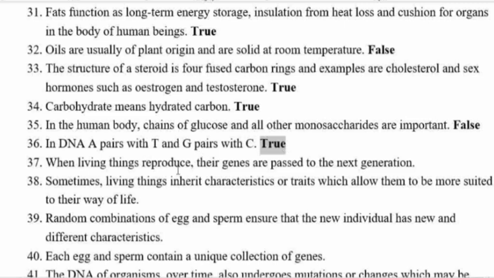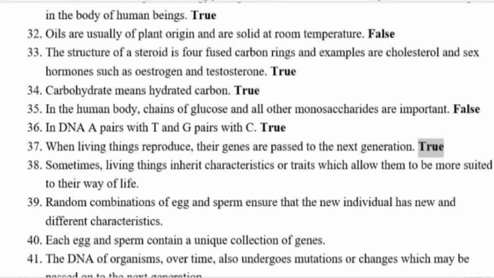Now, question number 37. When living things reproduce, their genes are passed to the next generation. Is it true? Yes. When you and your wife or your fiancé or your husband choose to reproduce, then your genes will be passed to your offspring or your children. So it is true that when living things reproduce, their genes are passed to the next generation.